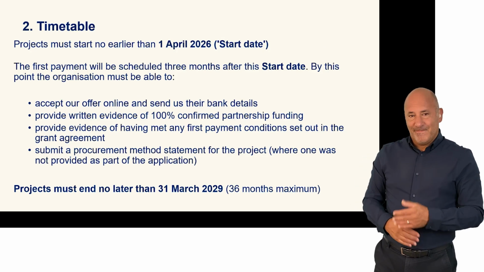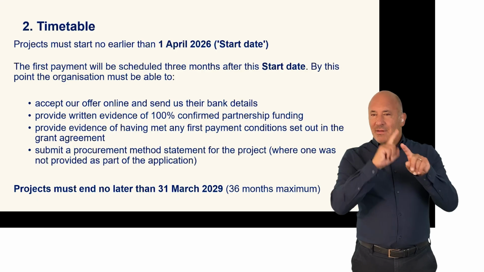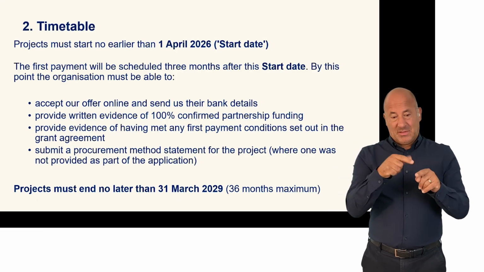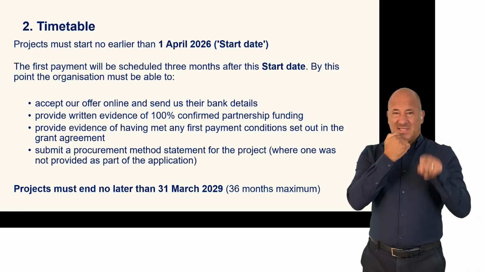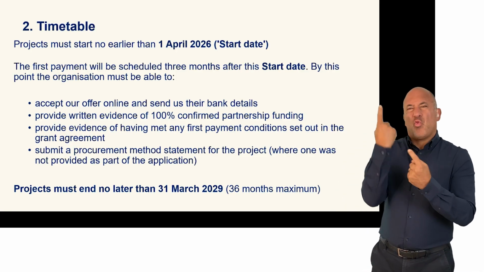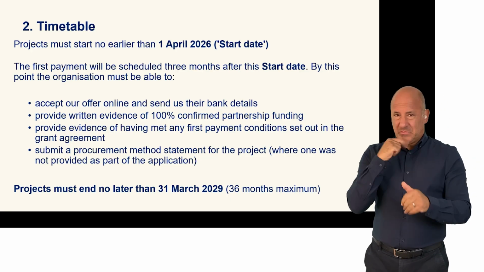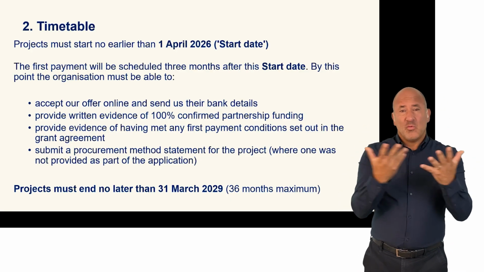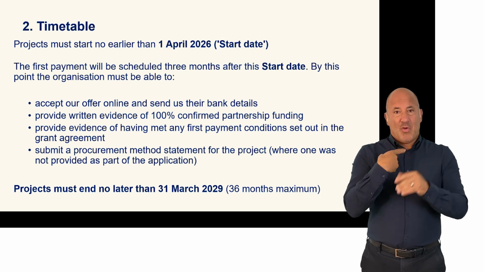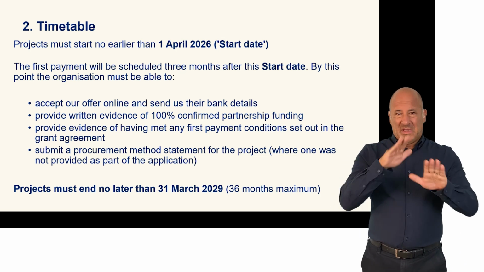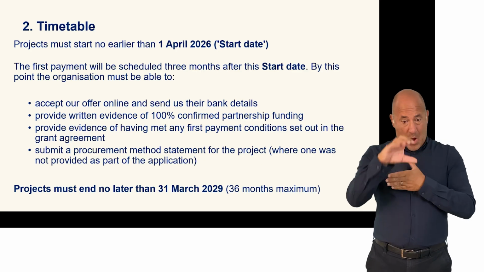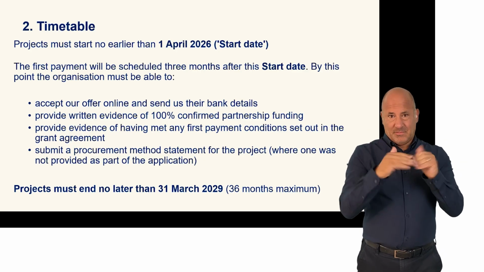Next, a little detail on the timetable for your projects. The start date is defined as a date you will commit to start the activities to deliver the project as set out in your grant agreement. This is likely to be either the date your board or equivalent confirms its commitment, financial or otherwise, for the project to proceed, and or the date on which you accept our grant agreement and commit to delivery of the project set out in your application. This has to be within 30 days of the grant agreement being issued.